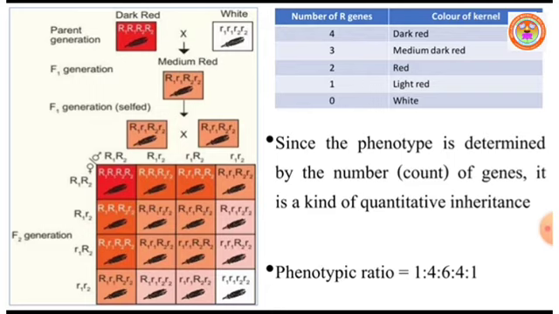If one capital R gene is there, the color will be dark red. So with 4 capital R genes, it's dark red. With 3 capital R genes, it is medium dark red. With 2 capital R genes, it is medium red. With only 1 capital R gene in the genotype, it is light red in color.